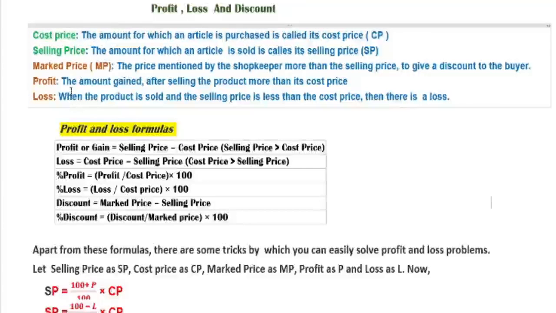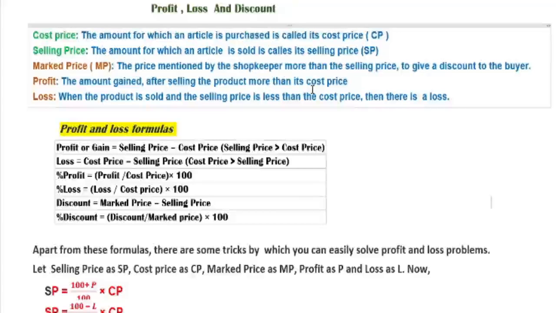Now profit is the amount gained after selling the product for more than its cost price. Suppose in a product the selling price is more than the cost price, so there is a difference in amount. That difference we call profit.